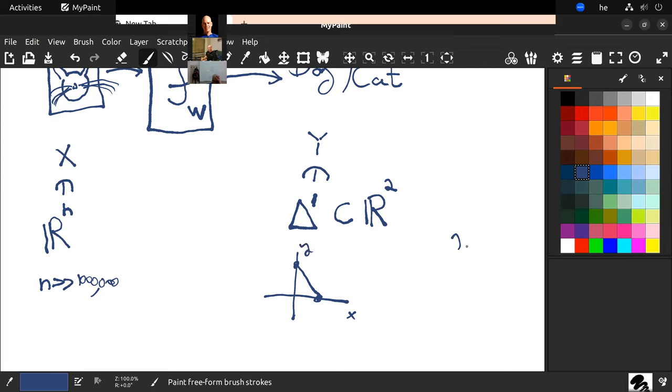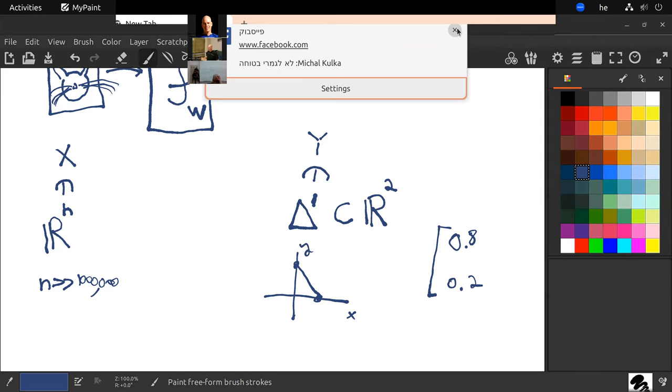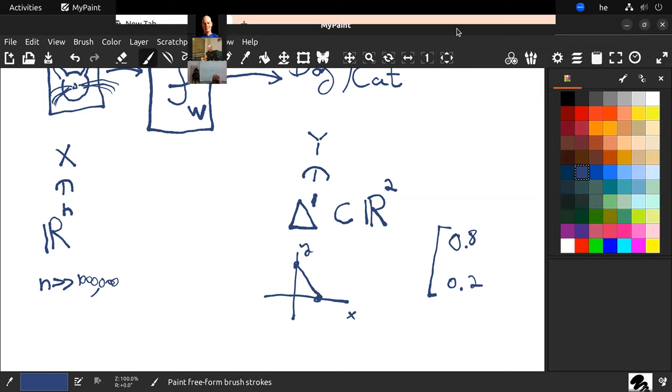So 0.8, 0.2 is good, 0.6, 0.4 is good. For example, this can be an output of F, right? And then you say, well, it's a kind of a dog, a chihuahua, or something like that. No, it's not a chihuahua. It's with probability 0.8 a dog, but I'm not certain it's a dog. I'm 80% certain it's a dog, okay.